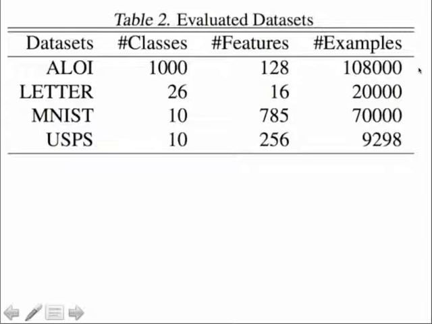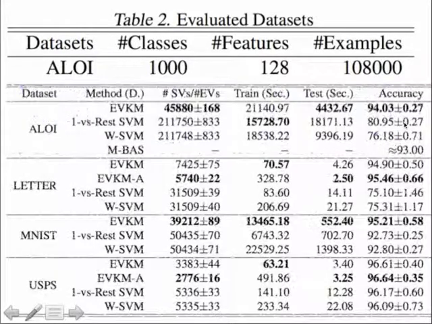To allow comparison to the prior literature, we also include Letter, MNIST, and USPS, which have a much smaller number of classes and smaller numbers of samples as well.